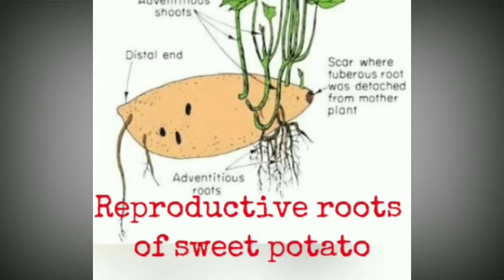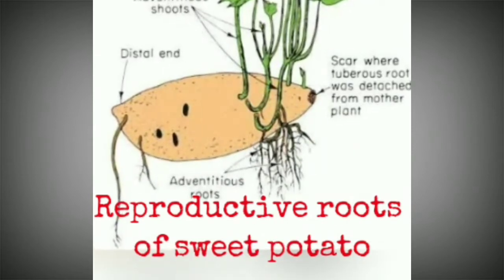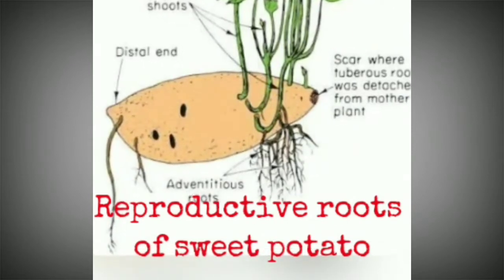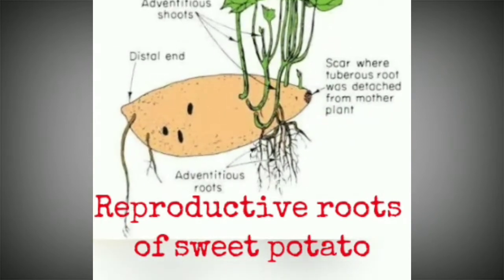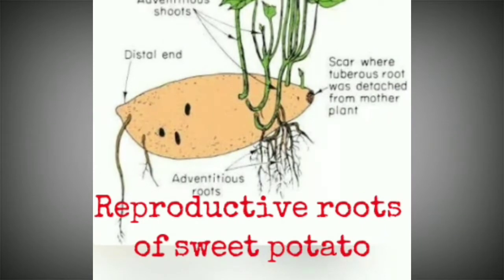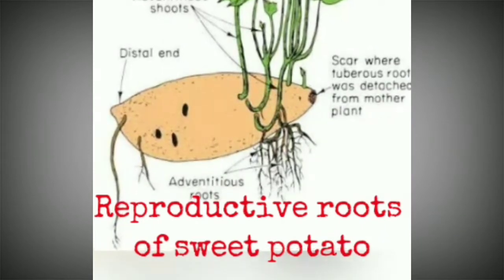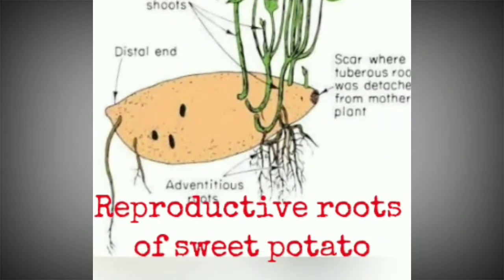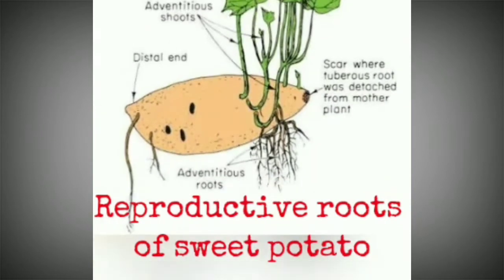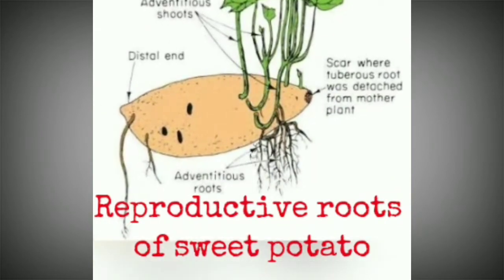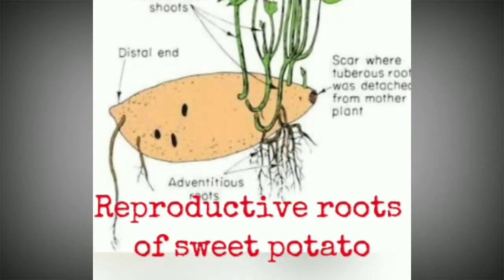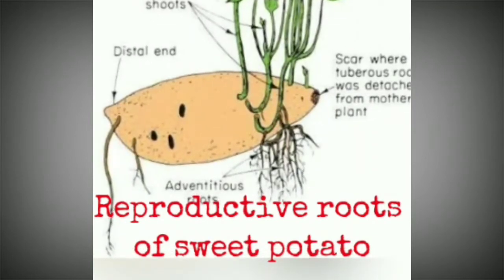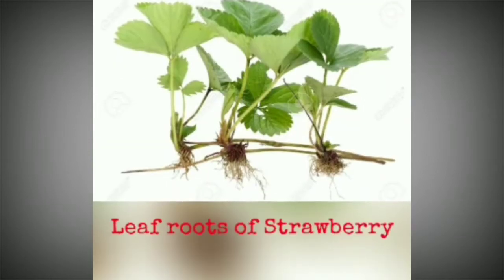Then comes the reproductive roots of the sweet potato. As already said, some roots also have the function of reproduction or vegetative propagation, for which we have a special word, that is perennation. So the roots of sweet potato or dahlia can develop a new plant body right from the swollen part of the root system.